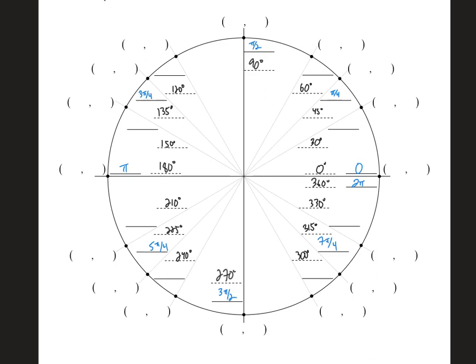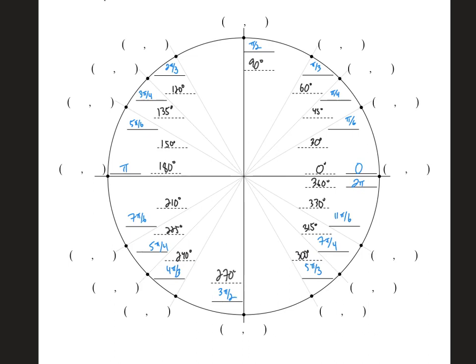Let's go by 30s. That's going to be pi over 6 as a common angle. 2 pi over 6 is also known as pi over 3, or 60. 3 pi over 6, that's pi over 2. 4 pi over 6 becomes 2 pi over 3. 5 pi over 6. 6 pi over 6, that's just 1 pi again, so that's 180. 7 pi over 6. 8 pi over 6 becomes 4 pi over 3. 9 pi over 6 becomes 3 pi over 2. We already got that one. 10 pi over 6 or 5 pi over 3 if I reduce it. And then, of course, 11 pi over 6 for all of those radian measures.